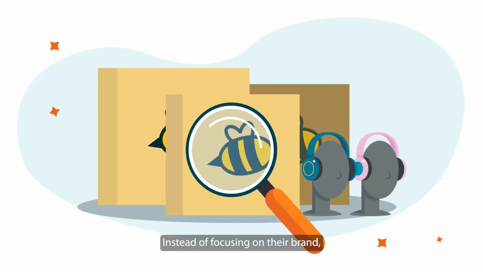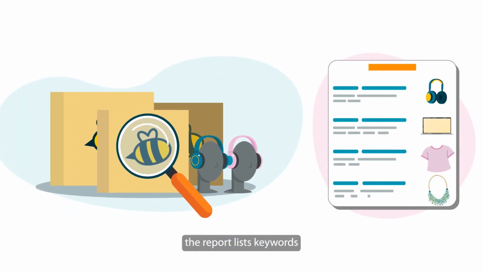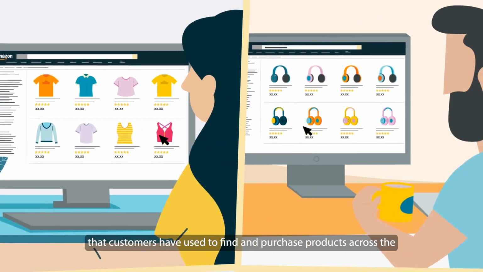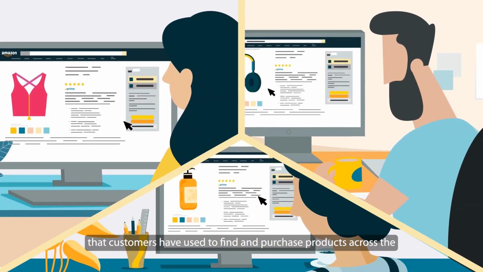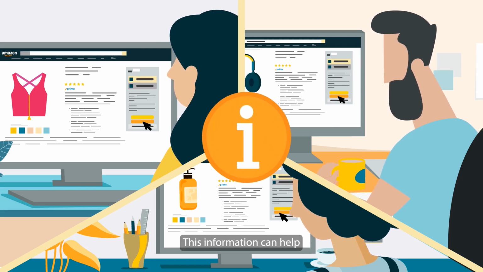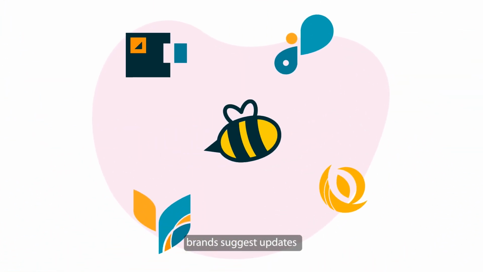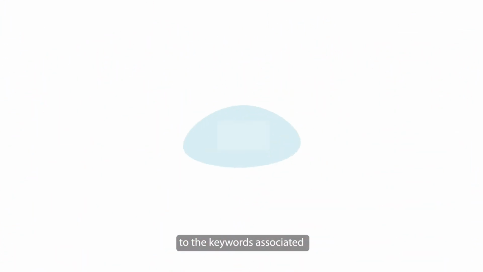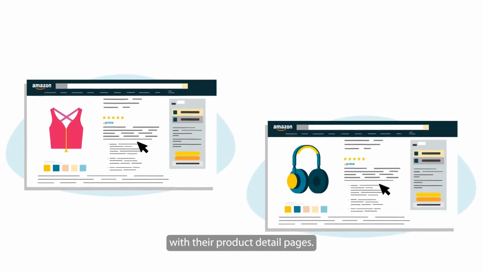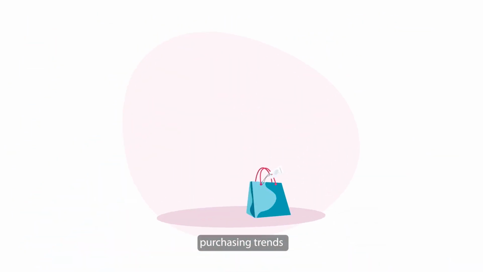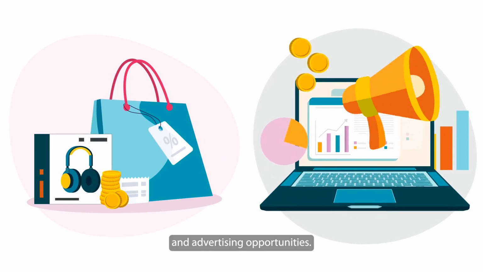Instead of focusing on their brand, the report lists keywords that customers have used to find and purchase products across the Amazon store. This information can help brands suggest updates to the keywords associated with their product detail pages, or they can use it to identify purchasing trends and advertising opportunities.